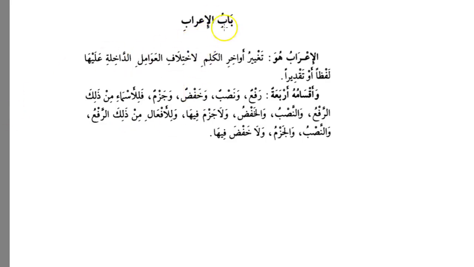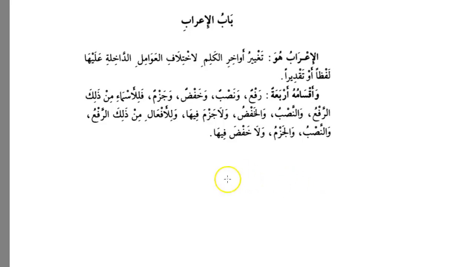Babul I'rab. The next important concept you need to understand is the concept of I'rab. Now, what is I'rab? Let me just translate it for you, then I'll explain what I'rab is. Al-I'rab huwa, I'rab is تغيير أواخر الكلم, the changing of the end of words. So the changing of the end of words is known as I'rab.